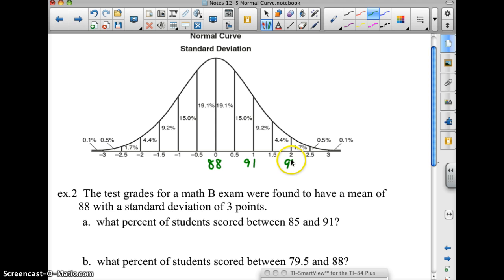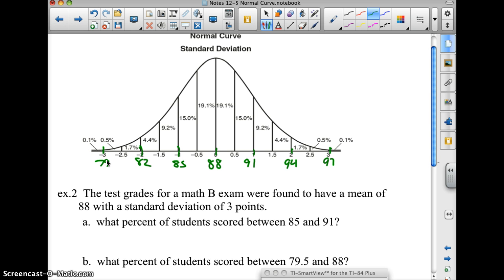91 plus 3 is 94. 94 plus 3 is 97. Okay? And those are here, here, here, and here. All right? And then subtracting 3, here I've got 85. And then I've got 82, and then I subtract 3 again, and I have 79.